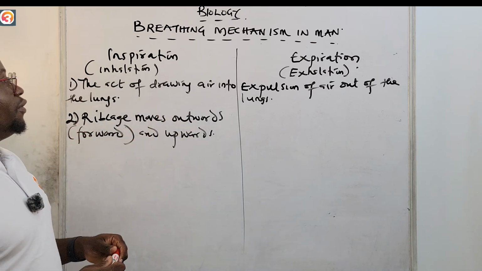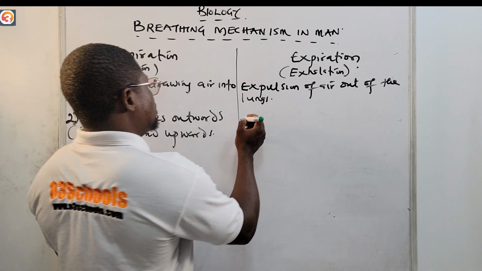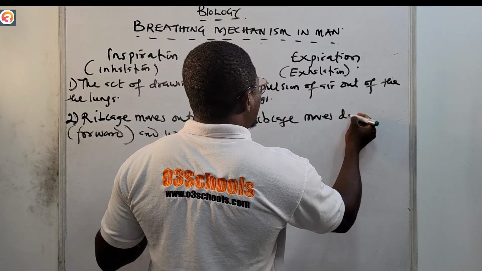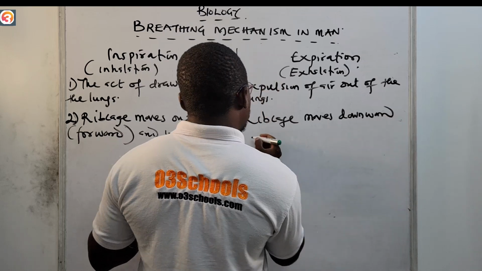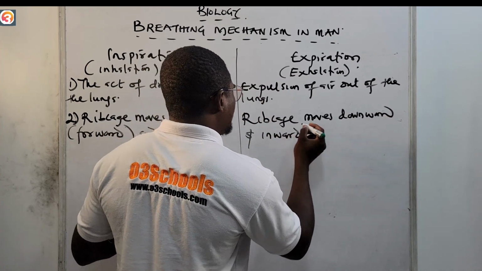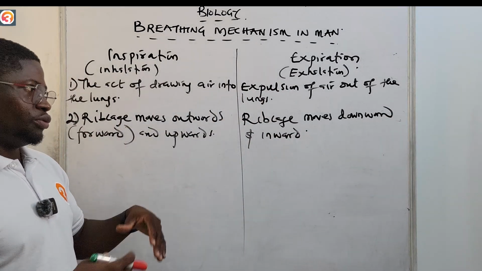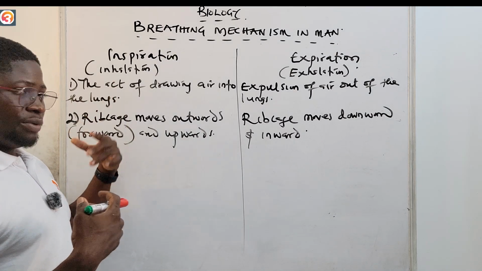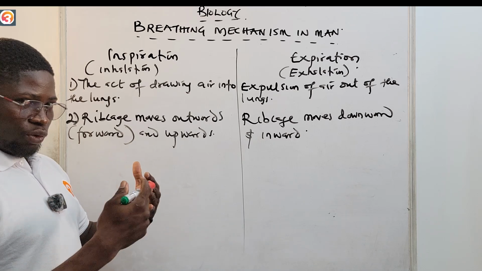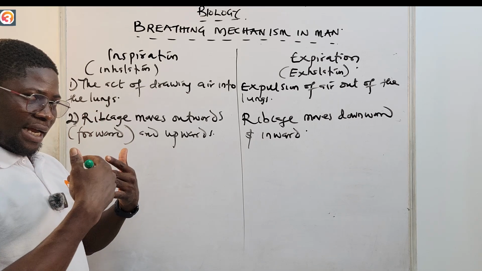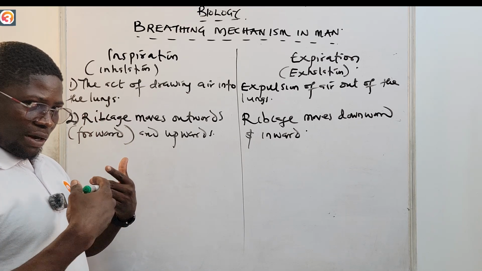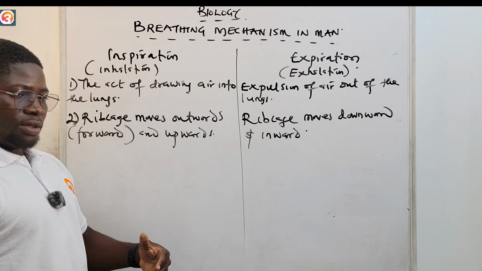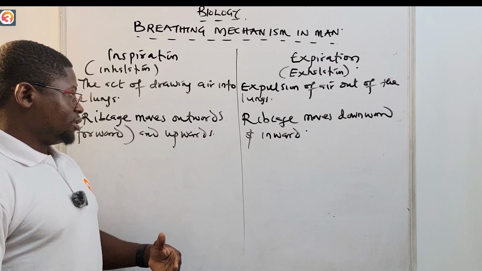But for expiration, what happens? The rib cage moves downward and inward. So it moves back to its original position, which is downward. It goes back downward and inwards. For inspiration, when we are taking in air, it moves outwards and upwards. When we are expelling air, it moves downwards and inwards. You see it. All right, so that's how it works.